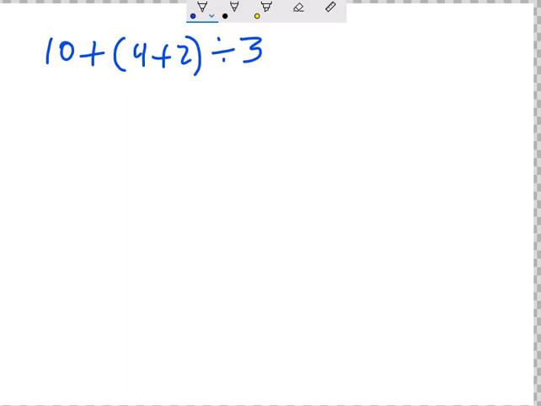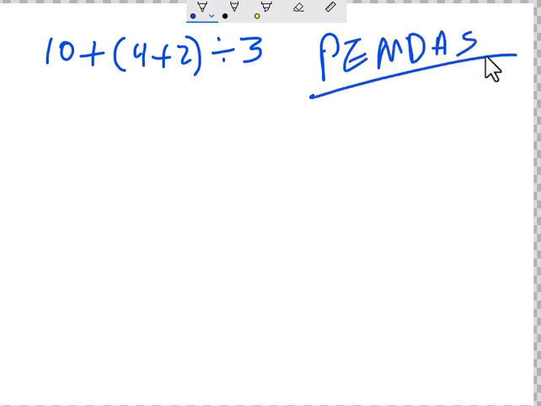Hey guys, let's look at example 3 here. We've got 10 plus the quantity of 4 plus 2, divided by 3. We're still PEMDASing. When I'm learning something new in math, I always like to write it down, because the more you write stuff down, the more you remember it. It just connects it to your brain.